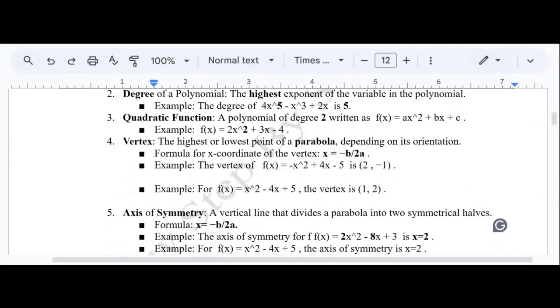Number 4, vertex. I didn't understand. Okay, who can explain the vertex? How can you get the vertex? Who can explain it? Yes, our brother Abdullah. Yalla Abdullah. What do we have to apply for the vertex? We have to use what?